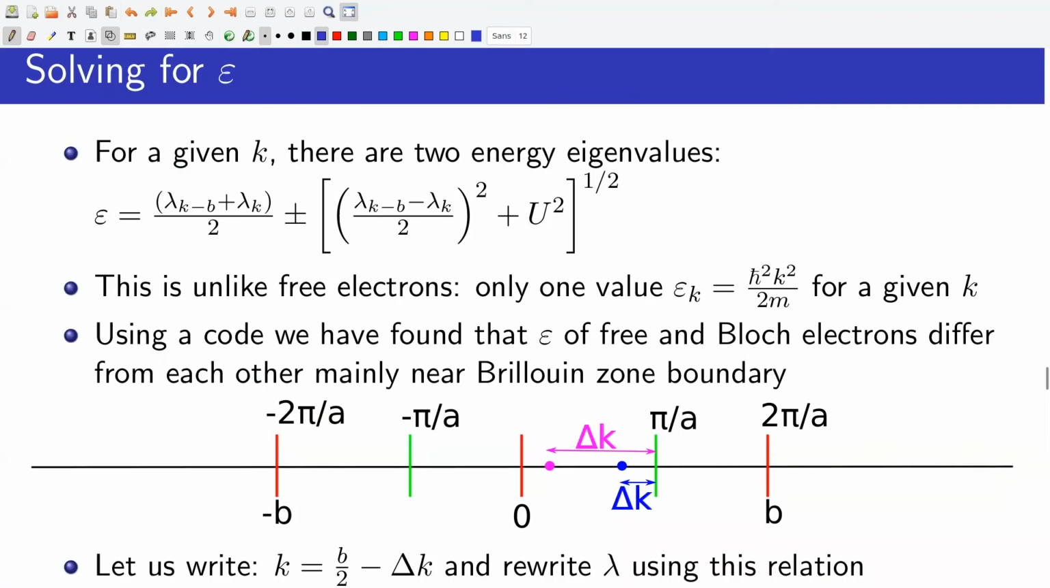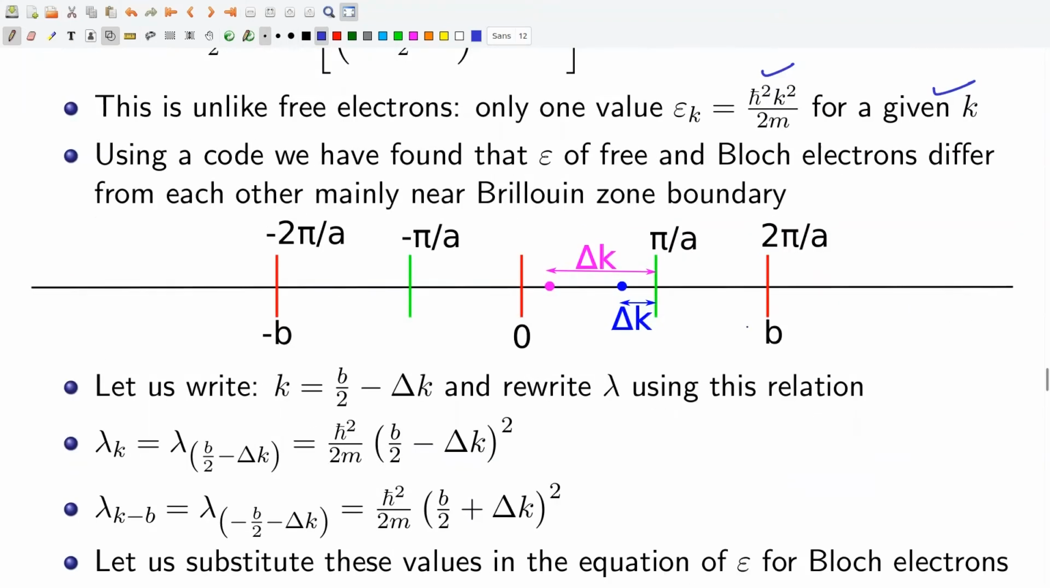In case of Bloch electrons, for a given K, there are 2 energy eigenvalues as shown here. This is unlike free electrons where we get only one value, E of K is equal to h cross square K square divided by 2m for a given value of K. Using a code, we have found that epsilon of free and Bloch electrons differ from each other mainly near the Brillouin zone boundary. Let us see whether we can analytically verify this or not.